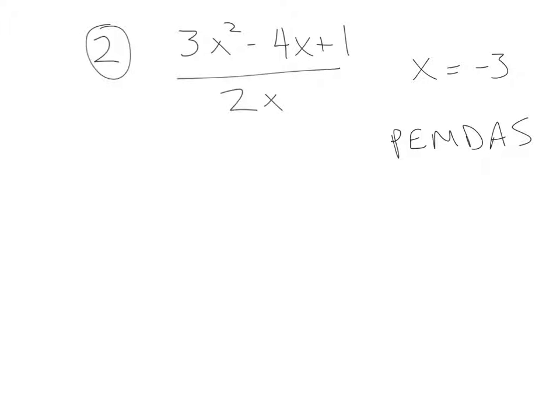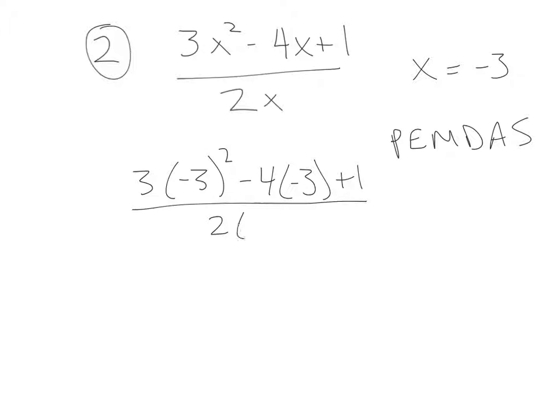So our first step always is to go ahead and plug in that x value. So we get 3 times negative 3 squared minus 4 times negative 3 plus 1 over 2 times negative 3. Now one thing to remember when we talk about parentheses, a fraction bar like this acts like parentheses, so we need to completely evaluate our numerator and denominator before we complete this division indicated by the fraction bar. So we'll do each of those separately.